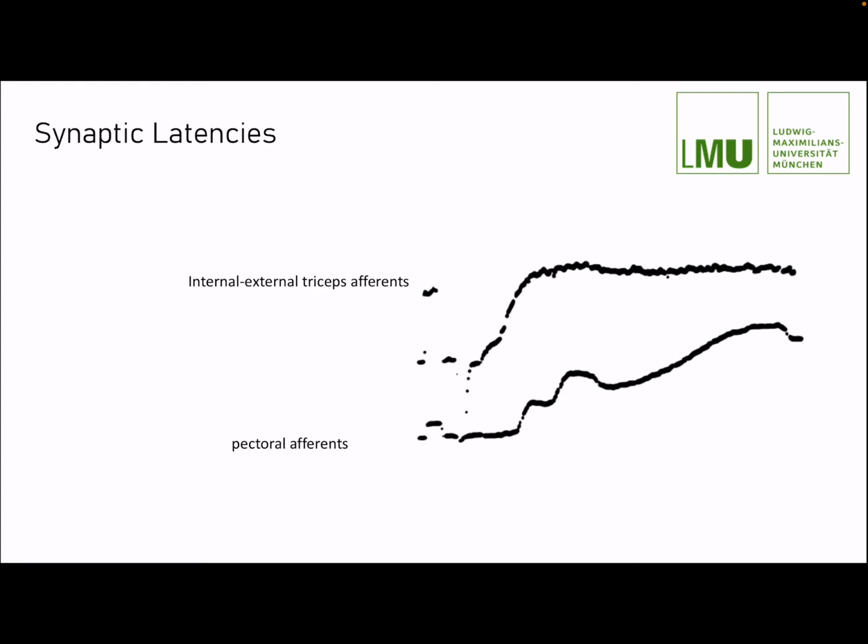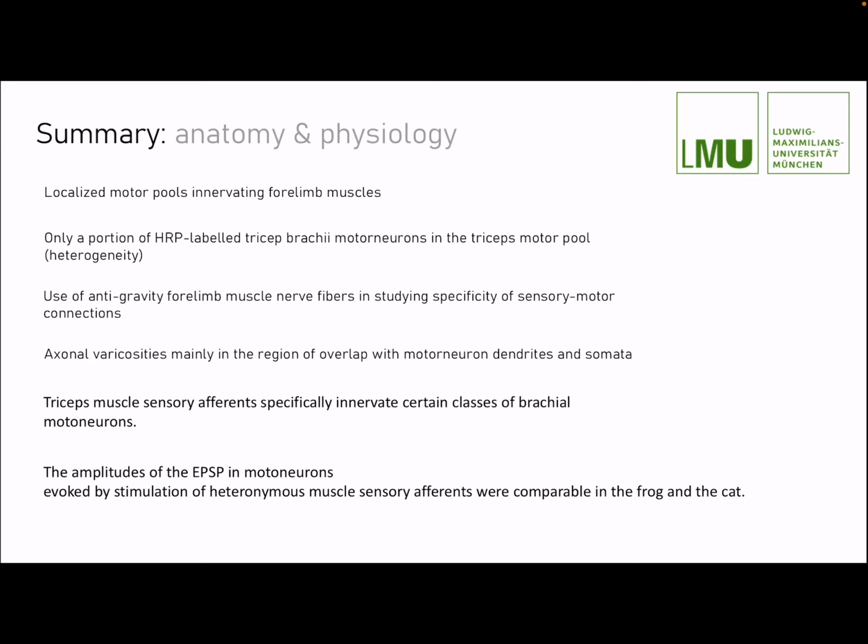As the discussion, I have to also mention that this result shows that the triceps muscle sensory afferents specifically innervate certain classes of brachial motor neurons. And as an additional finding, they thought that this kind of stretch reflex is much stronger in mammals than in lower vertebrates. The amplitude of the EPSPs in motor neurons evoked by stimulation of heteronymous muscle sensory afferents were comparable in the frog and the cat.